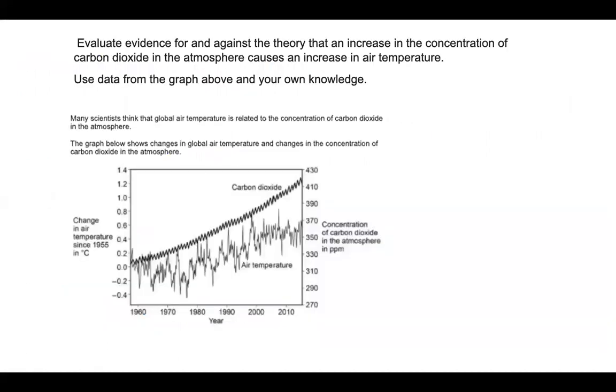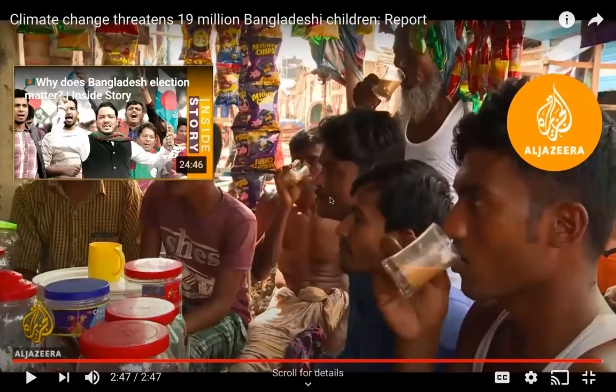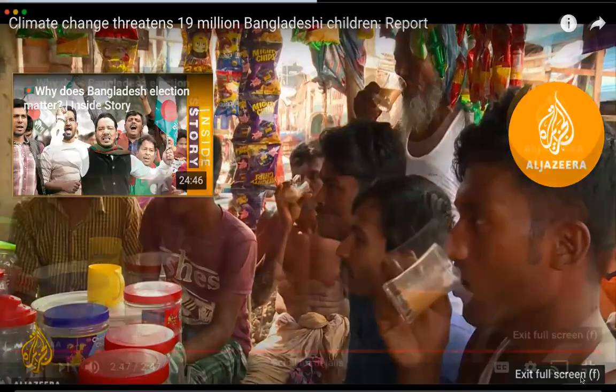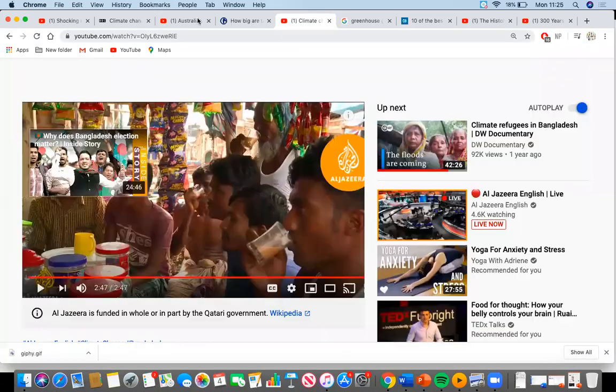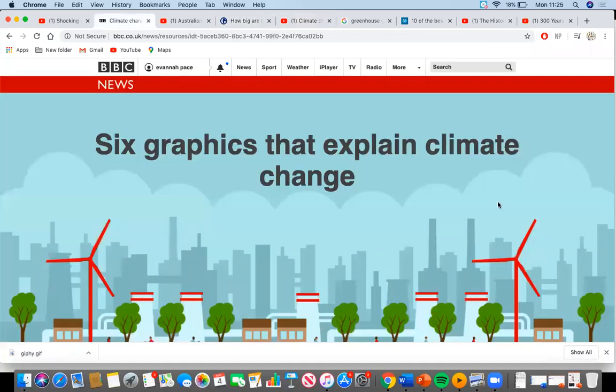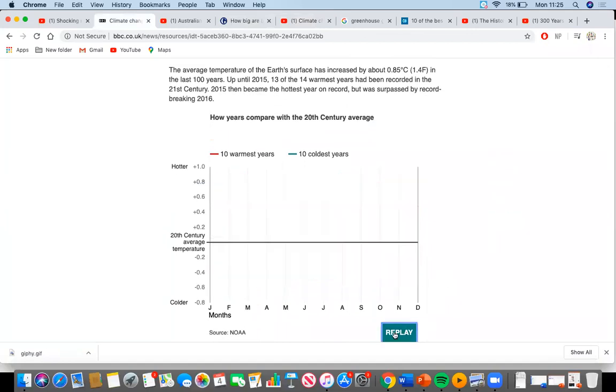So what evidence have we seen to link climate change, to link temperature to carbon dioxide? These are some nice little graphics here. So what evidence is there that the world is getting hotter?